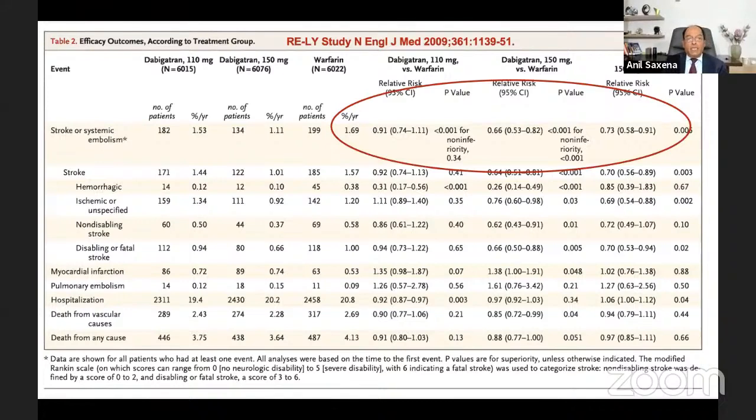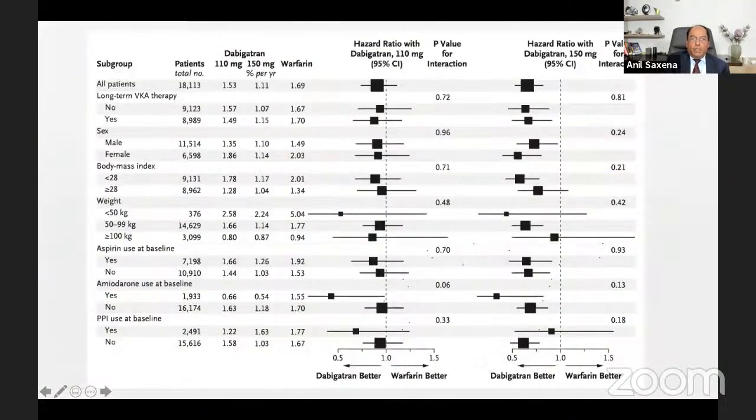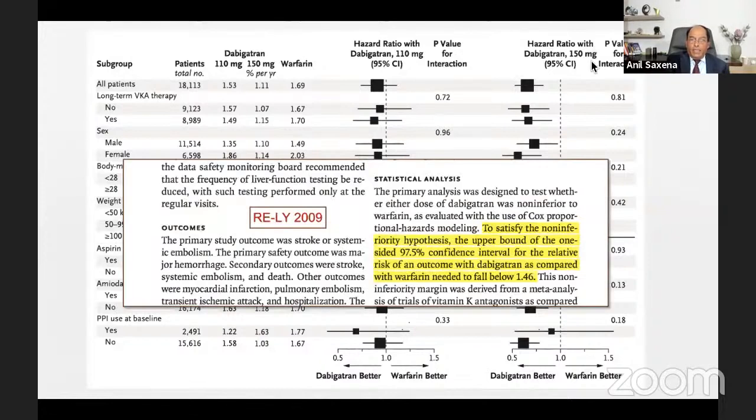In the RE-LY trial, they studied dabigatran against warfarin, and two doses of dabigatran, 110 milligram and 150 milligram twice a day, were tested against warfarin. And they designed it as a non-inferiority trial, but eventually they analyzed it for superiority, but they designed it for non-inferiority. And they had this in the statistical section.